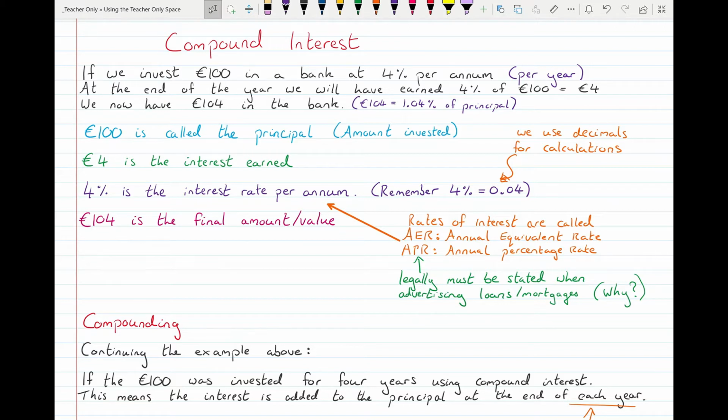There are rules around percentage rates for our own customer protection. When banks are advertising for loans or mortgages, they have to give us the annual rate. So that's called the AER, annual equivalent rate. So that's the rate of interest for 1 year. Or it could also be called the APR, the annual percentage rate. They have to state them, because that means you know what you're getting into. They say it very clearly at the start.